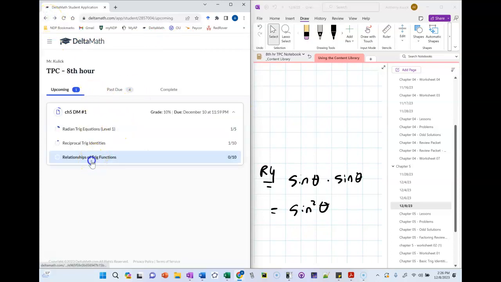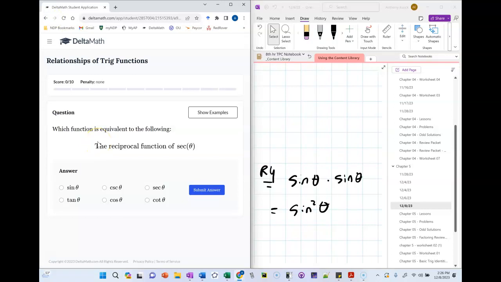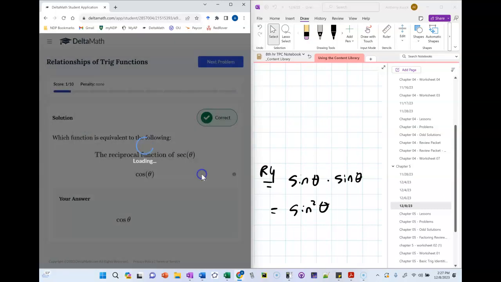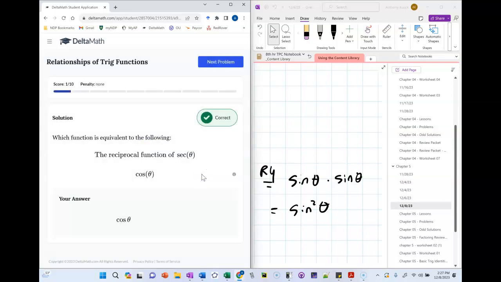And then your last problem is just about remembering which things are reciprocals. So the reciprocal of secant is? It's cosine. And if you're confused, use your reciprocal identities from your sheet. It's just about practicing that and getting more familiar. Those should be like 10-second problems at most, those last set. So that's one thing you could be working on.